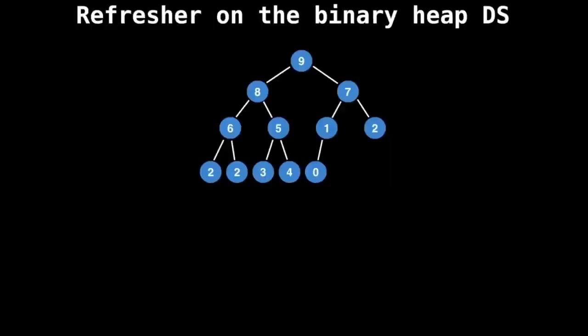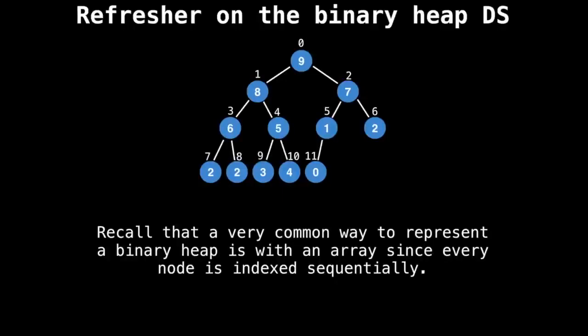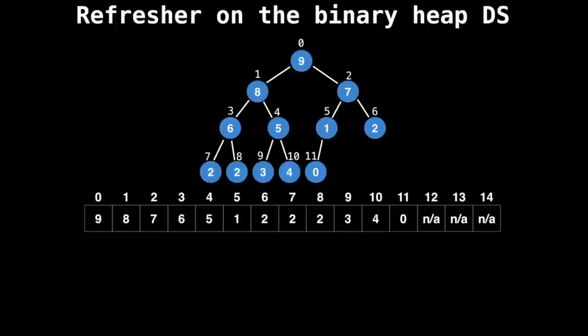Before we dive into the index priority queue per se, I want to spend a few slides giving a refresher on the traditional priority queue data structure, which only supports values, not key value pairs like the index priority queue. Still, both data structures are very similar and most people would consider them the same, although there are key differences in my opinion. Recall that a very common way to represent a binary heap is with an array, since every node is indexed sequentially. If we were to represent the following binary heap as an array, we would get this array of values.